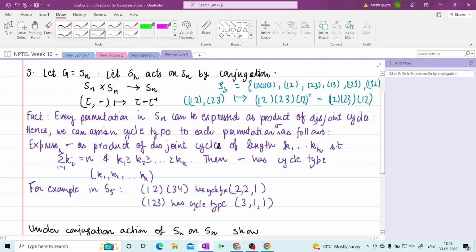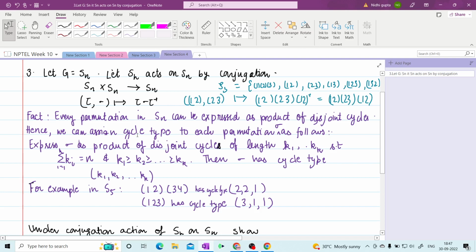Now some facts about Sn. Sn is the group of permutations on a set of n elements. So in Sn, every permutation can be expressed as a product of disjoint cycles. I am stating this as a fact, but you can see that in one of the previous lectures, when we were doing the functional diagram, sir actually proved this.